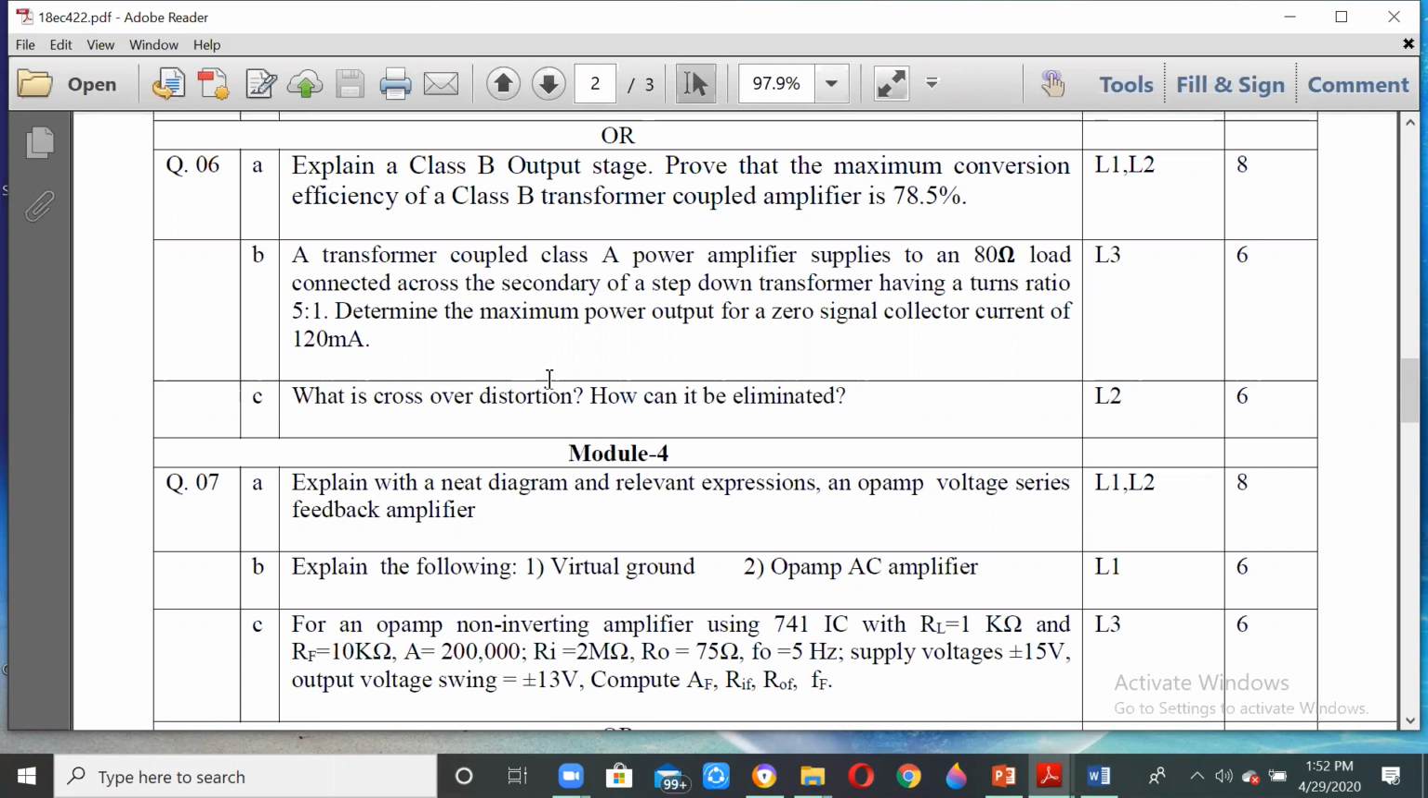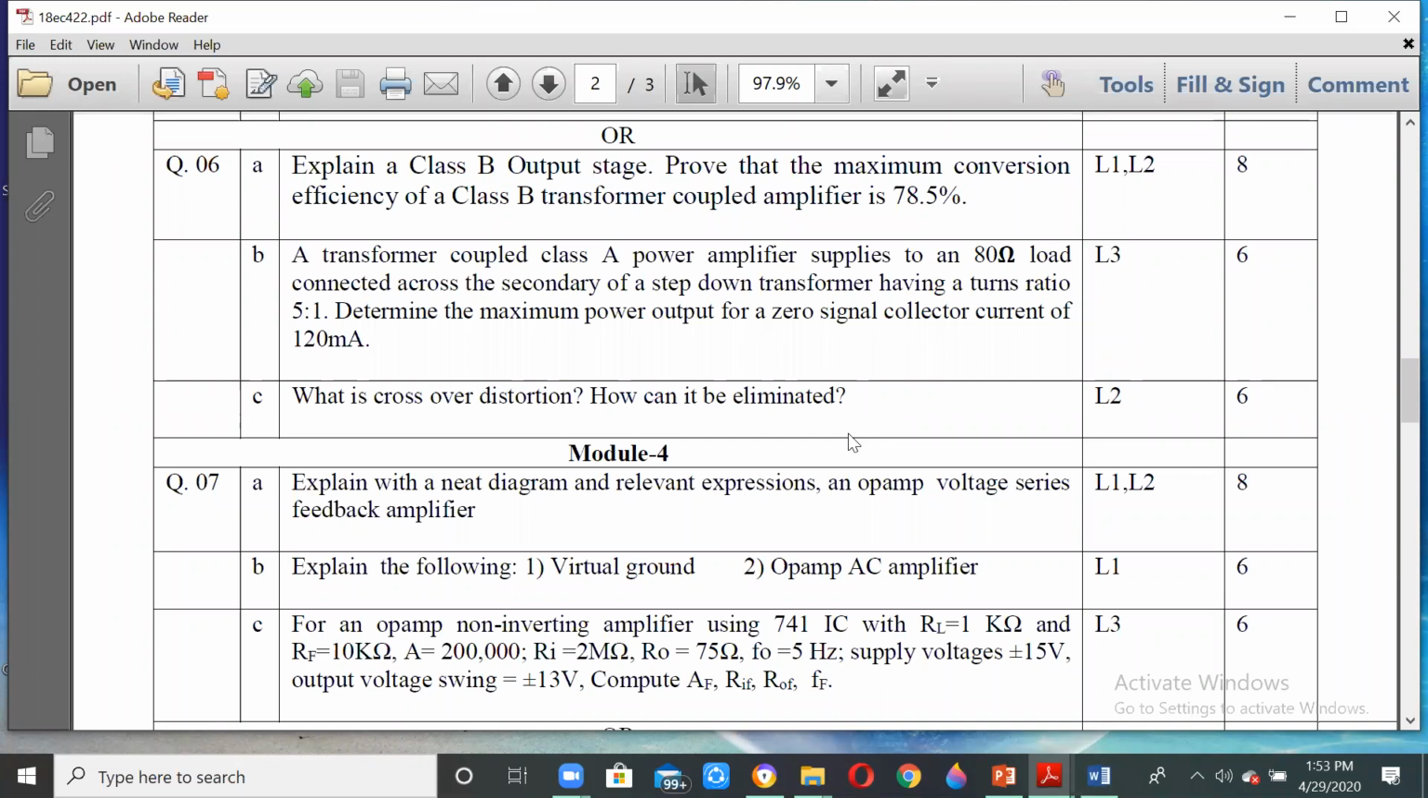Then we have crossover distortion. Crossover distortion occurs in class B amplifiers, and it is eliminated by using the high gain op amp, or the better solution is the class AB push-pull amplifier, which will eliminate totally the crossover distortion. Otherwise, if you use just op amp, it will be reduced. Crossover distortion will be reduced by the amount of amplification of the amplifier itself.